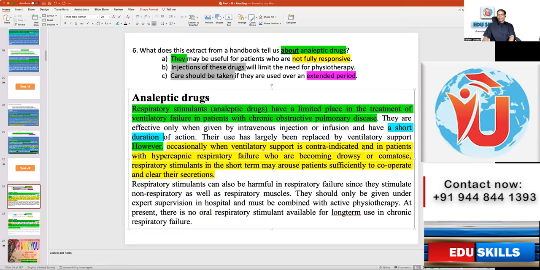And also the whole explanation tells not fully responsive people. Occasionally it can be used. However, after the contrast expression, you have the explanation, you have the answer. And further, B is the opposite answer. B: it will limit the need for physiotherapy, combined with the physiotherapy. The other one is the opposite. Normally they give one opposite.